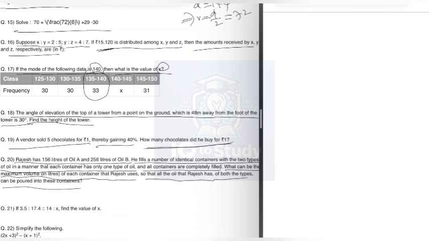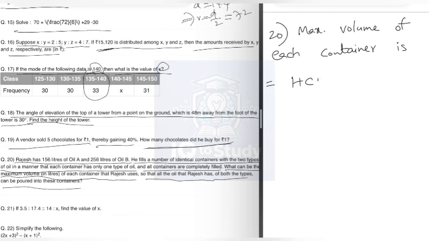For finding the maximum volume of each container, we have to take the HCF of both oil A and oil B volumes. So, maximum volume of each container is equal to HCF of both oil A and oil B volumes, that is 156 and 256.